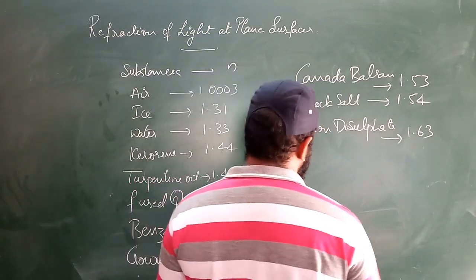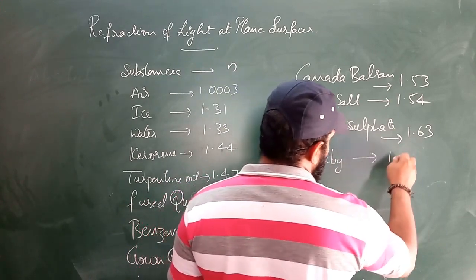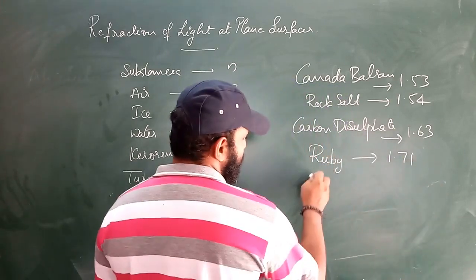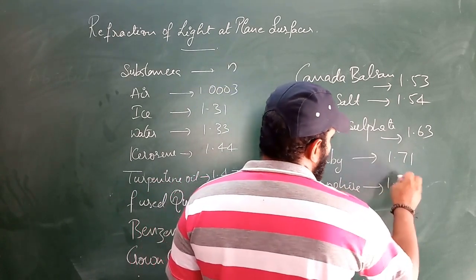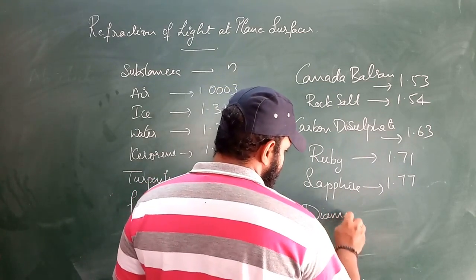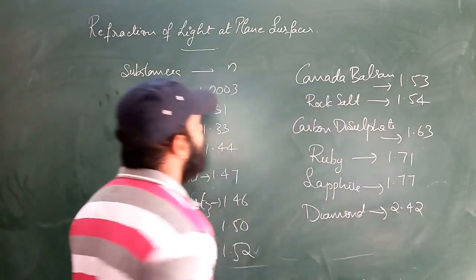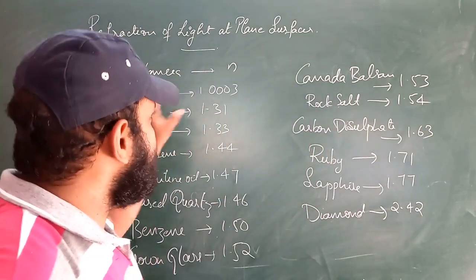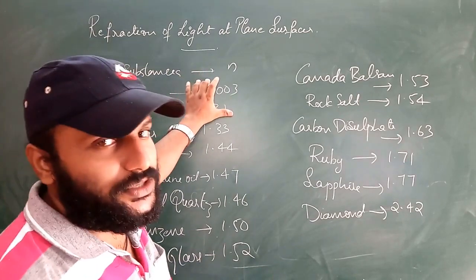Next one, what we can write? Ruby. Ruby, its value is 1.71. Next one is sapphire. Sapphire value is 1.77. Last one we can write as diamond. Diamond, its value is 2.42. So these are the different materials which have different refractive index. First one is air. Air value is 1.0003.